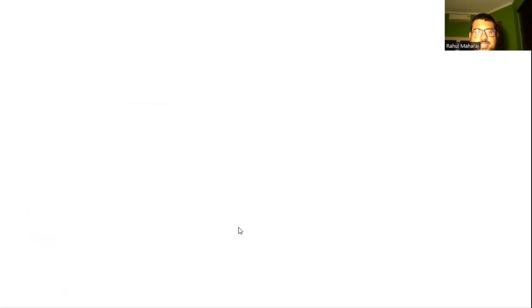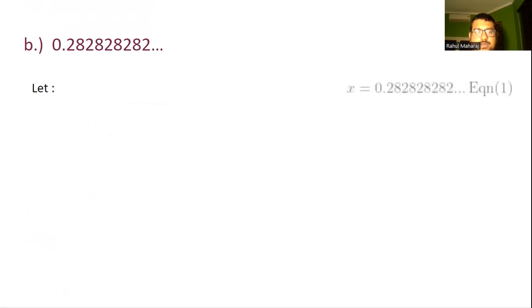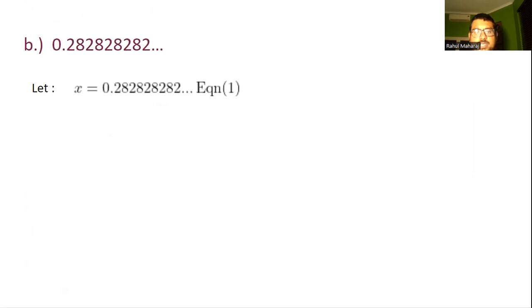Let's look at B now. B is 0.2828282828 recurring. So we can let our x be equal to 0.28282828, which we can call equation 1.